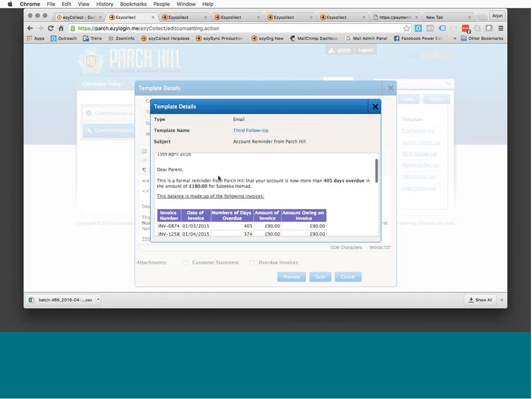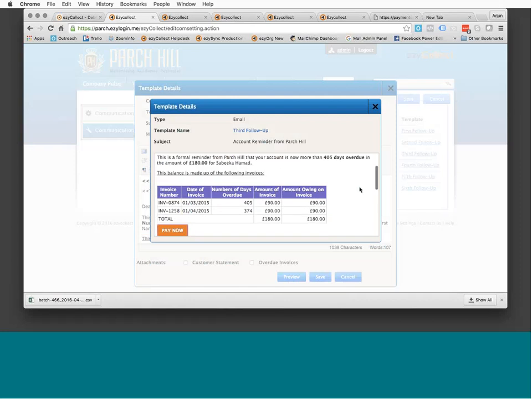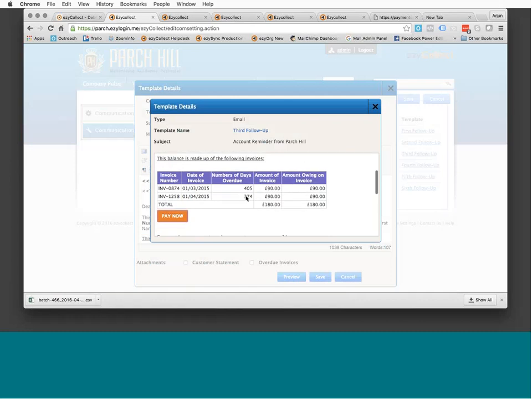So for example, in this case it says dear parent, but others would say attention accounts department, or you can do dear first name and last name. You can really personalize it if your data in EXO is that good. And you can say this is a formal reminder that your account's more than 405 days overdue for this much money, and then it will actually list every invoice, the date of the invoice, number of days overdue, the value of the invoice, and how much is owing on the invoice.